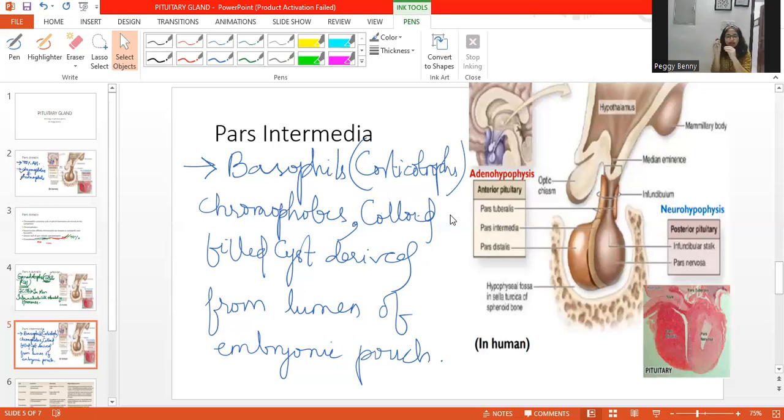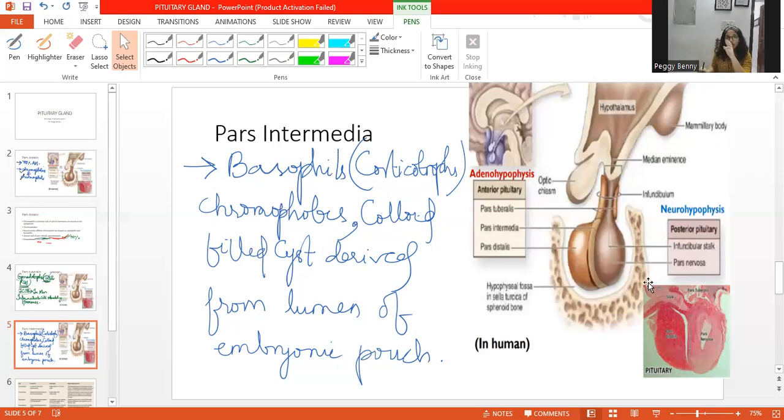The other kind of cells present in pars intermedia are colloid filled cysts, which are derived from the lumen of the embryonic pouch. We can see this histological image in which pars nervosa is a part of the neurohypophysis. The neurohypophysis has two parts: pars nervosa and infundibulum, that is the stalk.